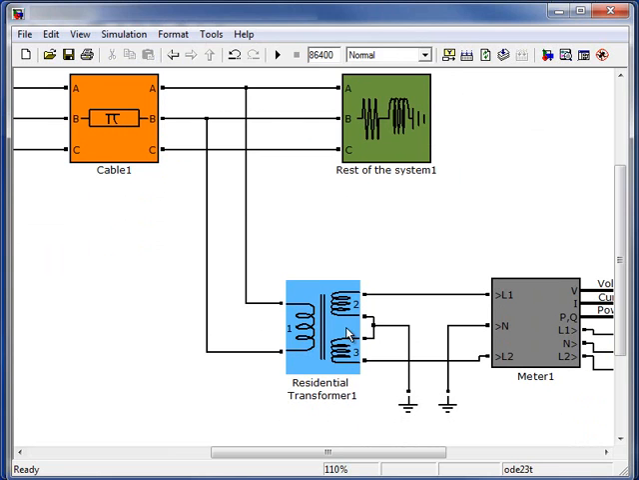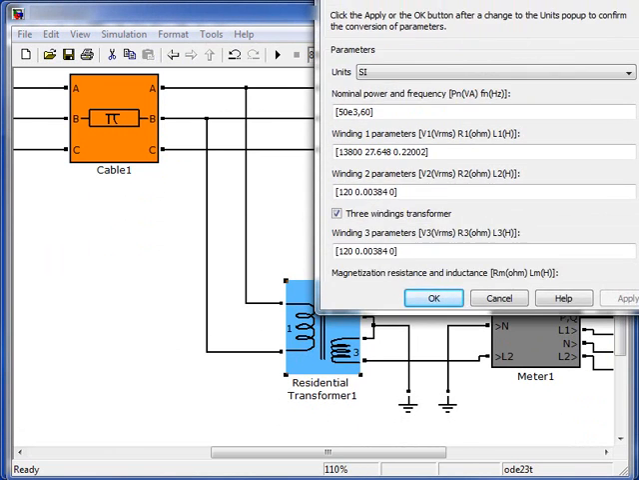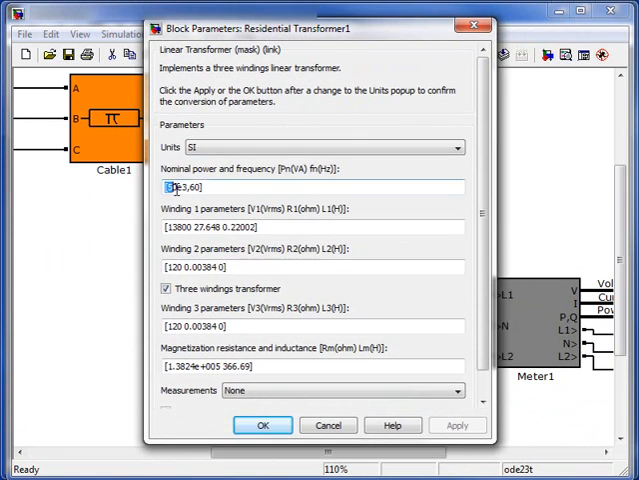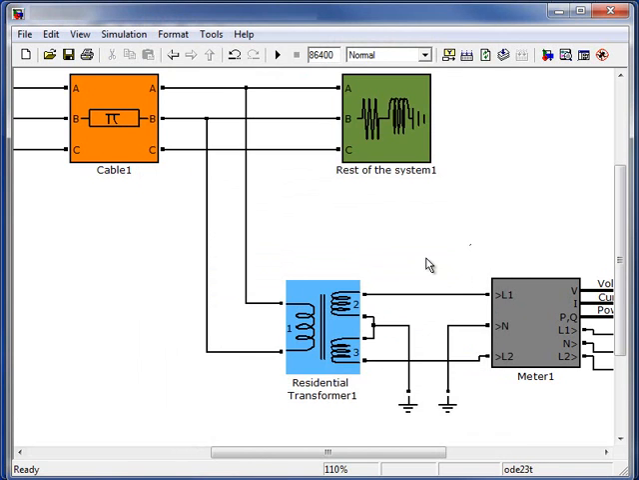This is a residential transformer. The transformer currently is set to be 50 kVA, but this can be changed at any time. The secondary side voltage is set to 120 volts, and the primary to 13.8 kilovolts. These numbers can change at any time.